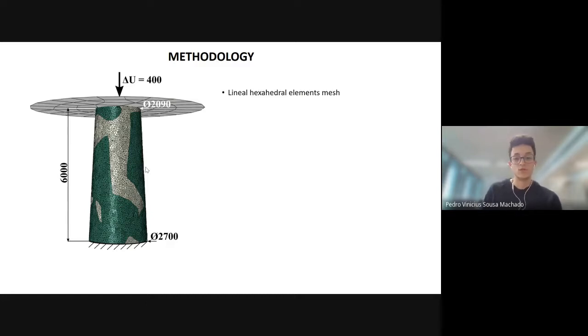The elements used are linear hexahedral elements. And the simulations have around 100,000 to 130,000 elements.